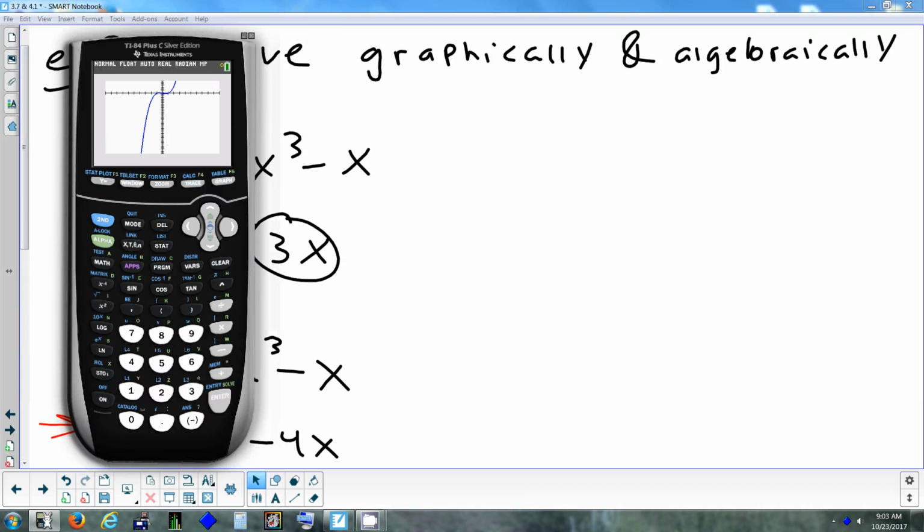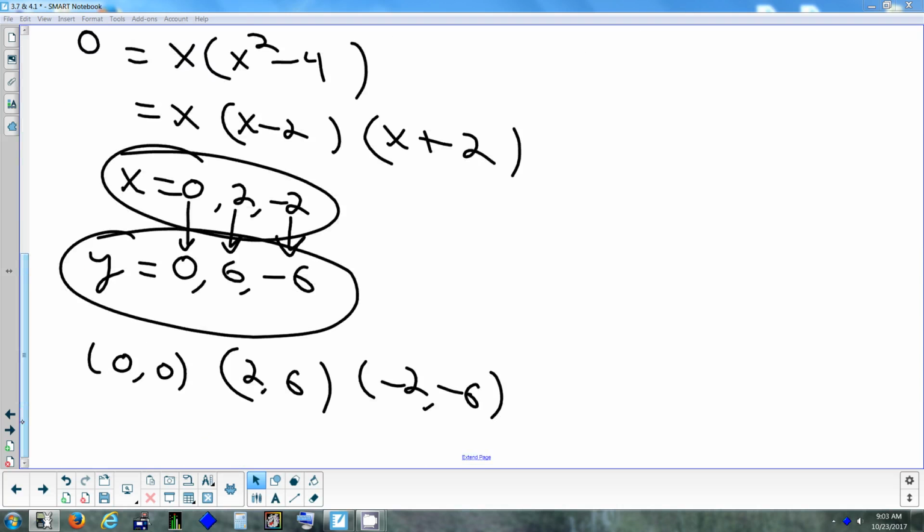I should probably set my window back. Well, I guess you can kind of see it there, so that's okay. But if you want to see it even better, if you do zoom 6, it'll zoom in right to the area we need to see. I'm not going to calculate all of them, but you can definitely see 0, 0. I'll calculate one of them just to practice that again. So do an intersect, blue, red, and I'll do the one up here. We get the point 2, 6, which was my second one. And if you did the third one, you'd get negative 2, negative 6.